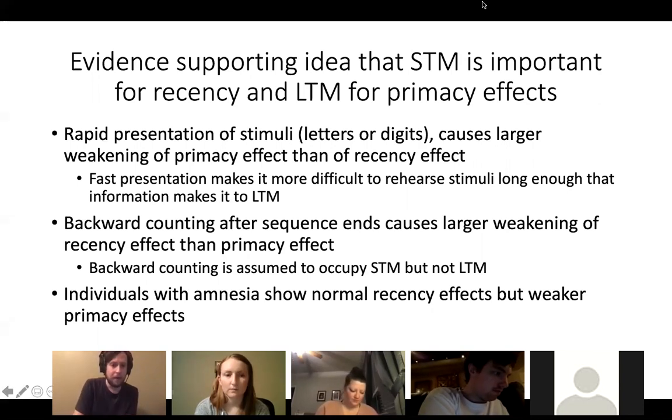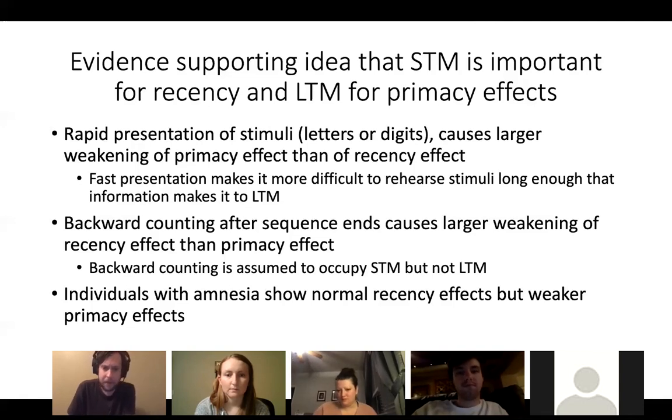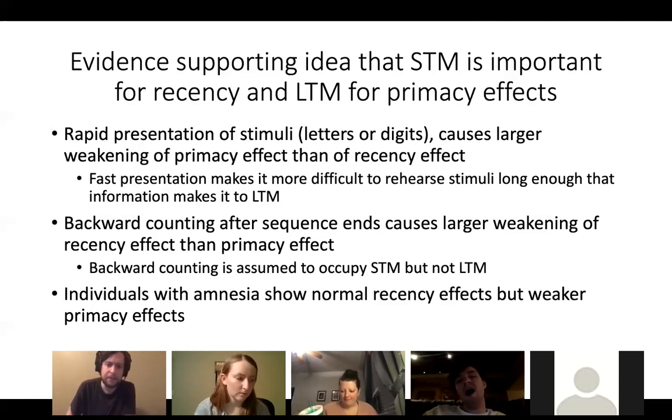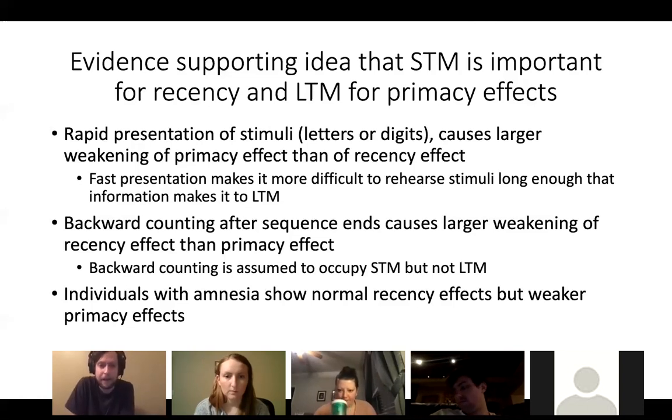So for the primacy effect, I'll show you some data here in a second. The paradigm involves the same task. You give a long sequence of numbers and have participants remember as many of the numbers as possible. But for this particular experiment, whose data suggests that long-term memory is important for the primacy effect, another independent variable is introduced: the speed of presentation of the stimuli.